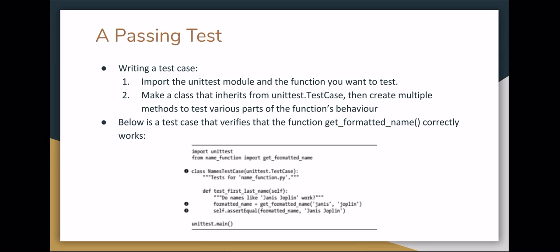A passing test, a successful test. So in order to write a test case, you first have to import the unittest module and the function that you want to test. Then you make a class that inherits from unittest.TestCase. Then create multiple methods to test various different parts of the function's behavior. As shown below, this is a test case that verifies that the function getFormattedName works correctly.